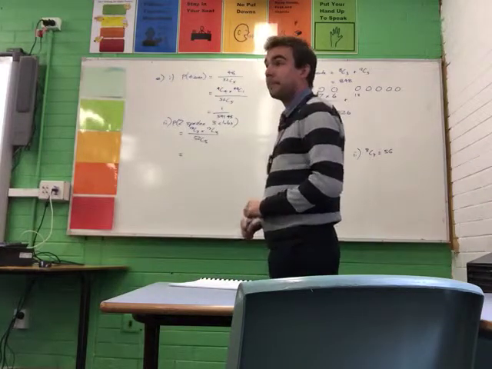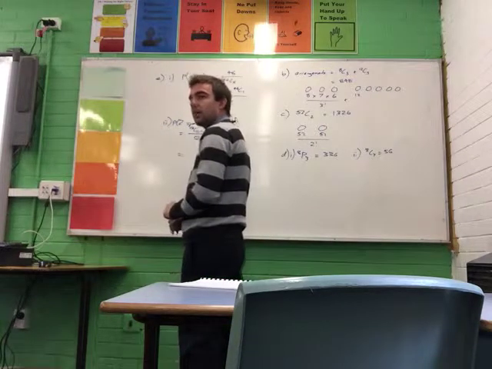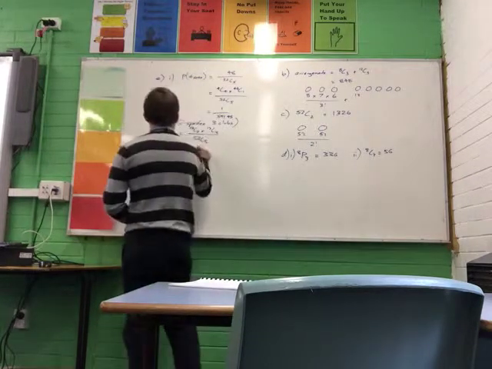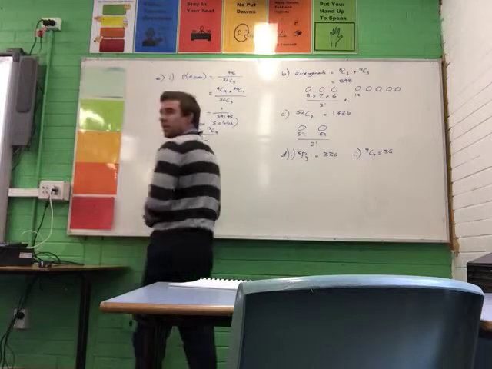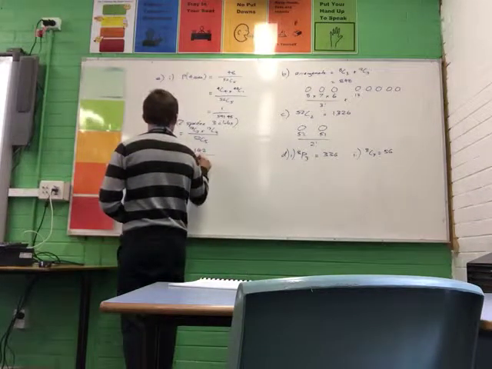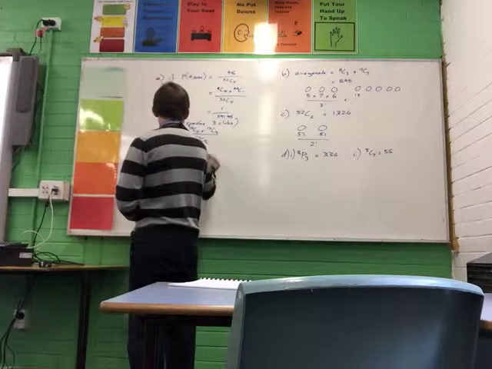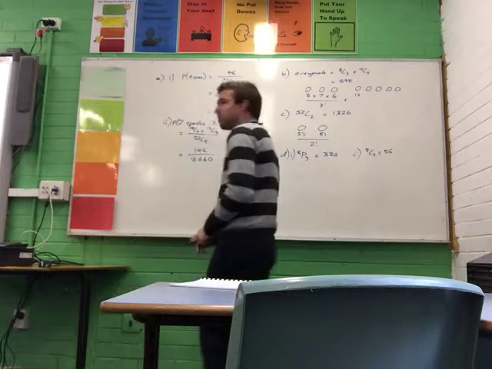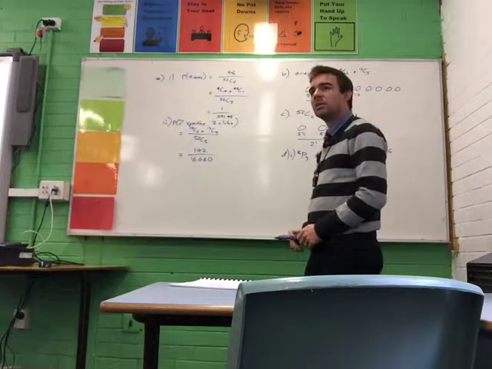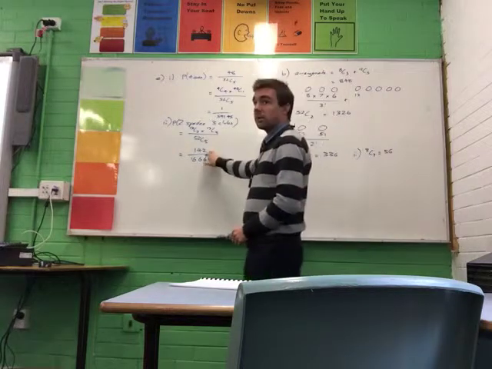Right, what do we get? 143 over 16,660. So 16,660. Should be able to simplify further.